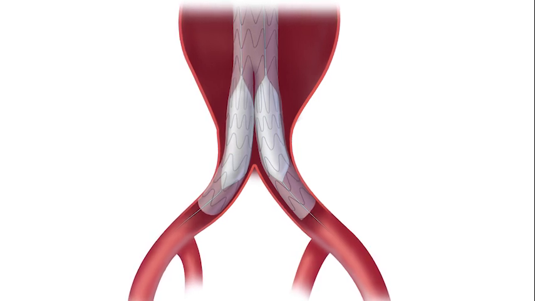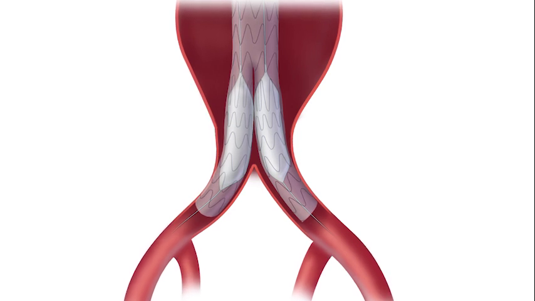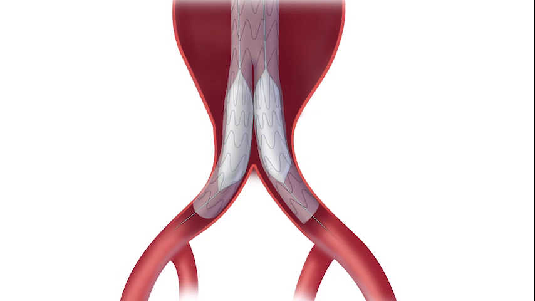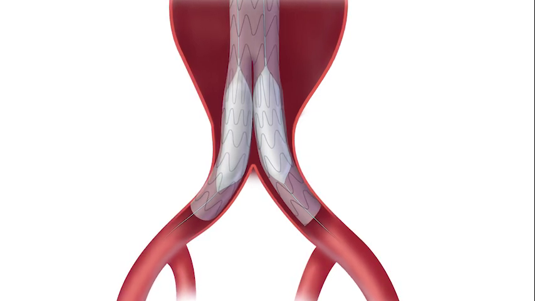Balloons may also be used to treat infolding, which can occur due to excessive graft oversizing. If ballooning is unsuccessful, an uncovered stent may be placed to hold open the lumen and ensure adequate distal runoff.